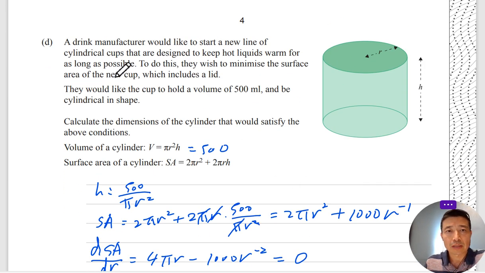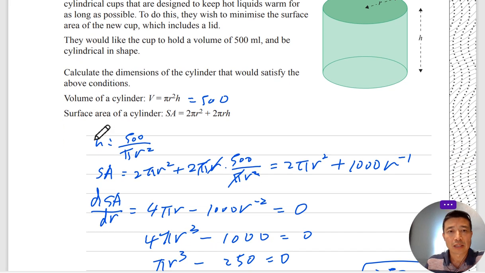A drink manufacturer would like to start a new line of cylindrical cups that are designed to keep hot liquids warm for as long as possible. So like this, they would like the cup to hold a volume of 500 ml and be cylindrical in shape. Calculate the dimensions of the cylinder, right? So volume of a cylinder is this, and V equals 500. So that's a constraint.